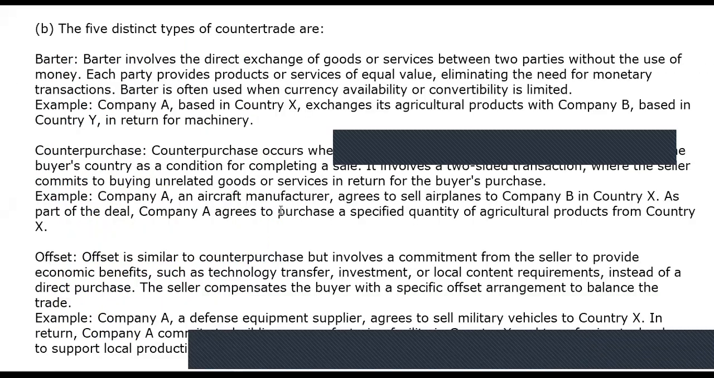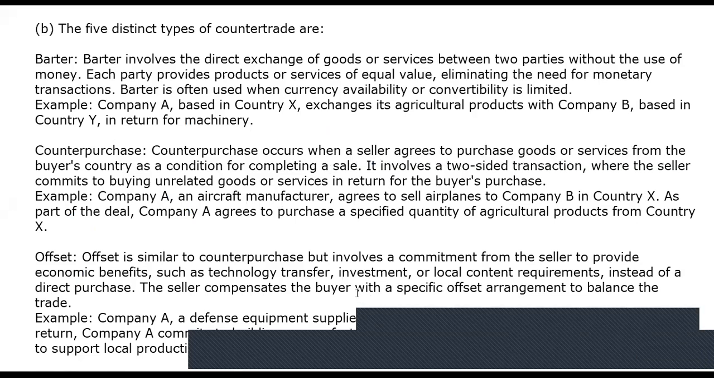So 5 distinct types of counter trade. Number 1, barter system, which involves direct exchange of goods and services between two parties without use of money. Each party will provide products and services of equal value, so we eliminate the use of money. This was used in the traditional times where people, country X, will exchange agricultural products for machinery.